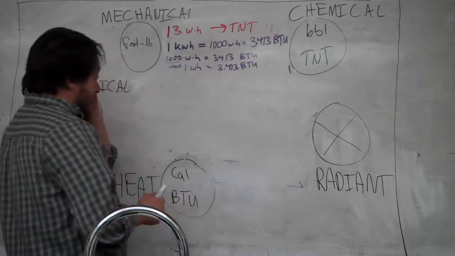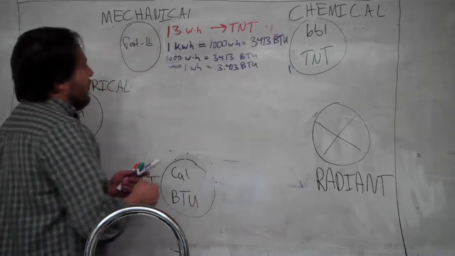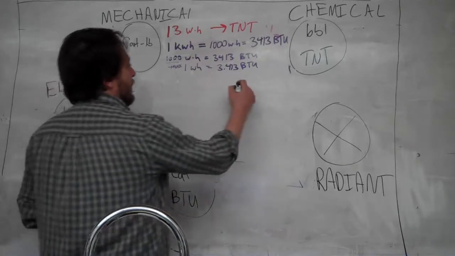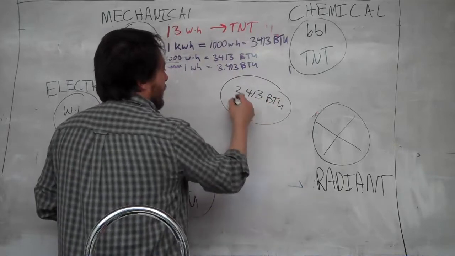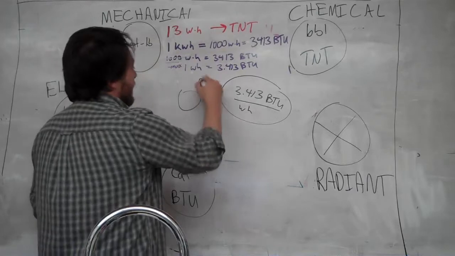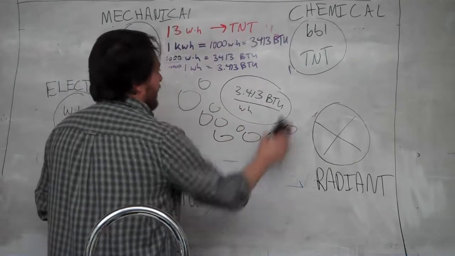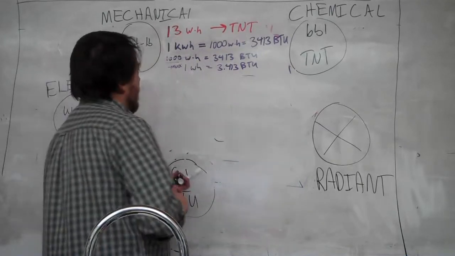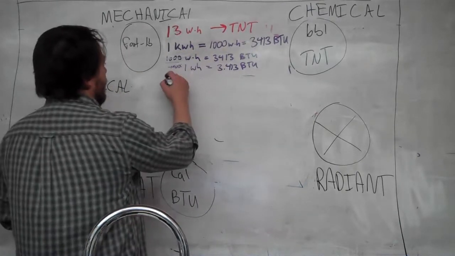Okay. All right. So 1 watt hour is 3.413 BTUs, so 3.413 BTUs per watt hour. And so 1 watt hour is that much, and I've got 13 of those. So again, divide or multiply. The answer in this case is multiply. So that's what we'll do. Let's do blue.